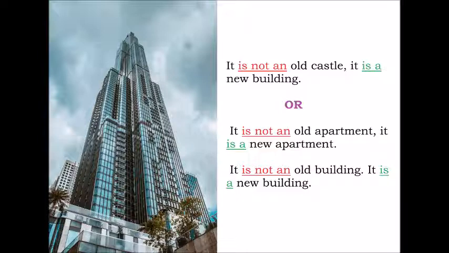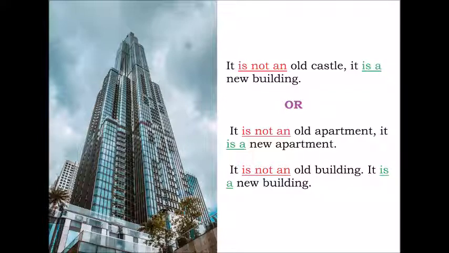Or you can also say, it is not an old apartment, comma, it is a new apartment. Okay, because when you look at the image, you can see that it looks fairly new, so you can say, it is not an old apartment, which is the negative part of the sentence. And the positive part is, it is a new apartment.